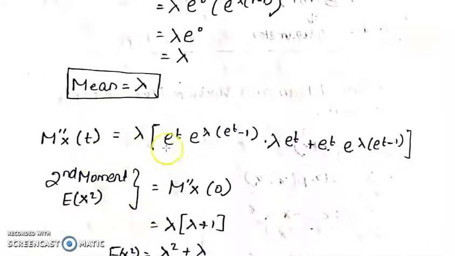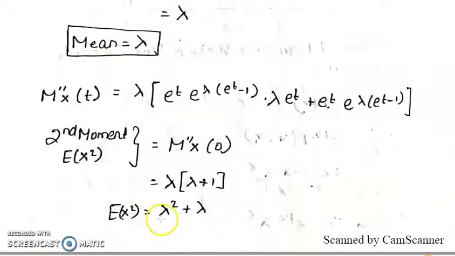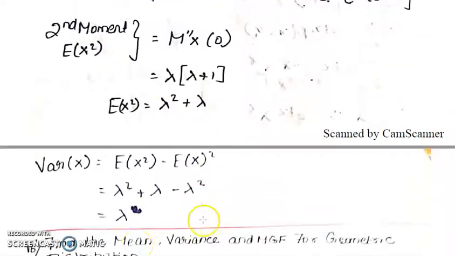Again, differentiate this with respect to t. Apply the UV formula. Put t equal to 0, we get lambda into lambda plus 1. That is, E of X square is lambda square plus lambda. The formula for variance of X is E of X square minus E of X the whole square. Applying all the values here, cancelling plus lambda square minus lambda square, we get simply lambda.